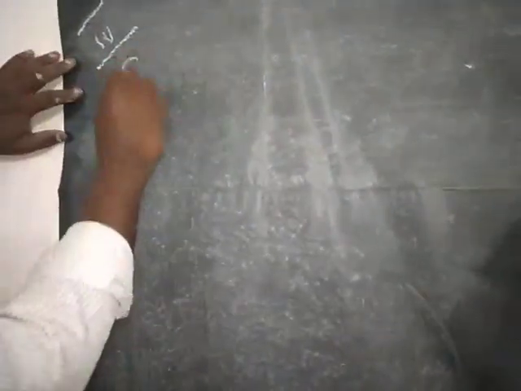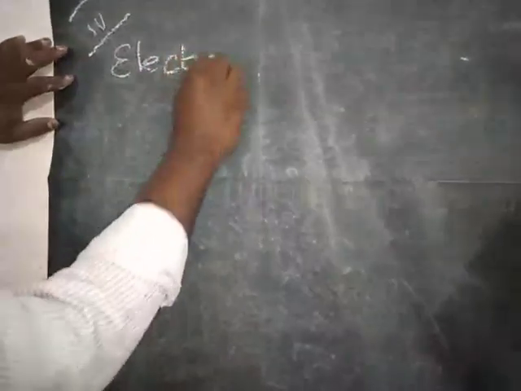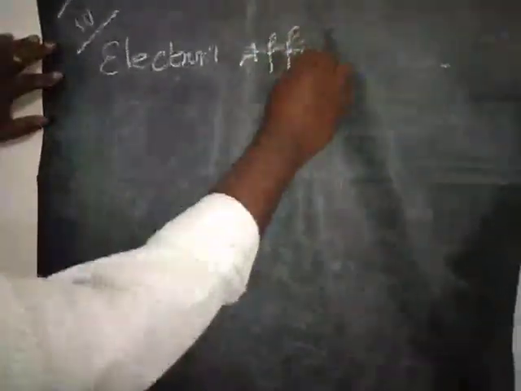This is called the fourth one. Fourth one, electron affinity. So what is the difference between ionization energy and electron affinity? Ionization energy is the amount of energy needed to remove an electron from a gaseous atom in its ground state. Electron affinity is the amount of energy released when a gaseous atom gains an electron to form an ion.